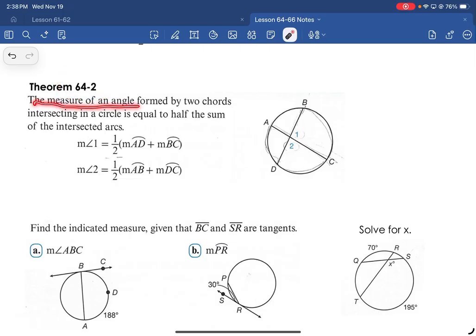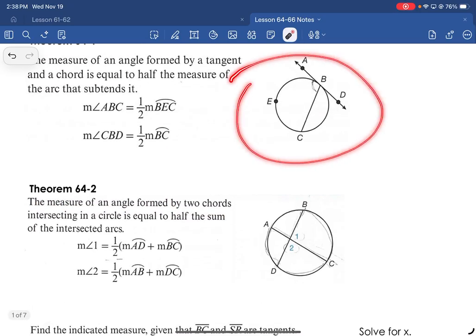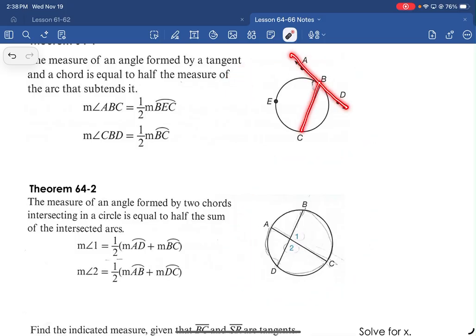Okay, theorem 64-2. The measure of an angle, this time formed by two chords. So make sure you recognize the difference between this and this. This is a tangent and a chord. This example is two chords. Are you paying attention? You see what I mean? So don't get the two formulas confused.